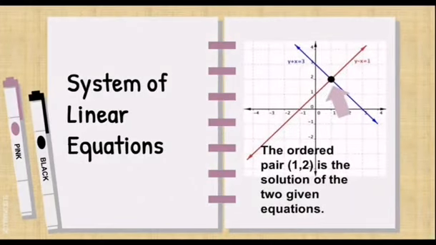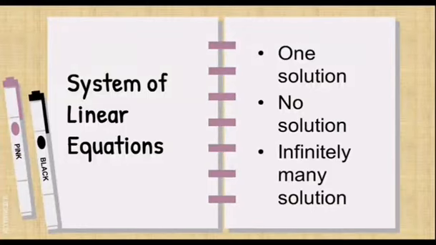Example, the ordered pair 1, 2 is the solution of the two given equations, which are y plus x equals 3 and y minus x equals 1. In solving a system of linear equations, there could be one solution, no solution, or infinitely many solutions.